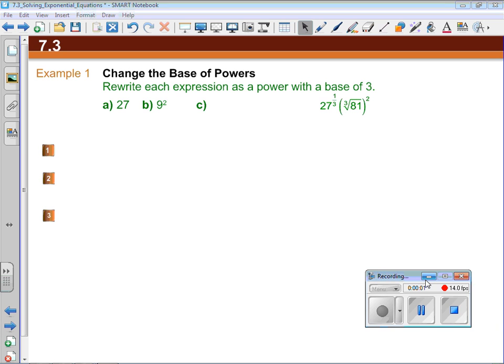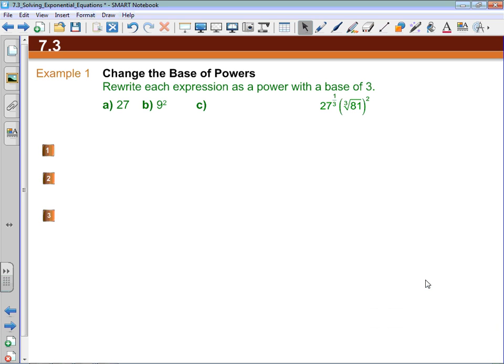All right, this is example 1 in 7.3, just where we practice the skills. It is the idea of just trying to rewrite each of these numbers or each of these powers with a base 3. So 3 to the power of something is 27, and 3 to the power of something is 9 squared, and so on.